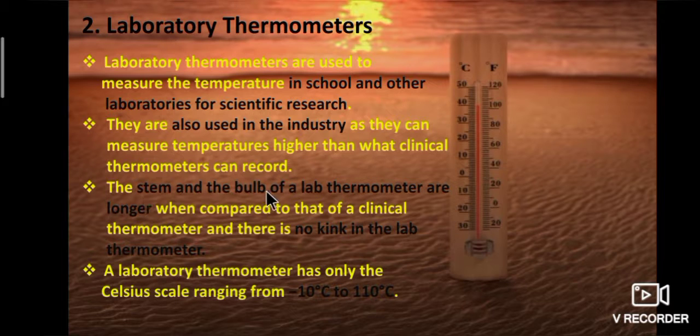The stem and the bulb of a lab thermometer are longer when compared to that of a clinical thermometer, and there is no kink in the lab thermometer. A laboratory thermometer has only the Celsius scale ranging from -10 degrees Celsius to 110 degrees Celsius.